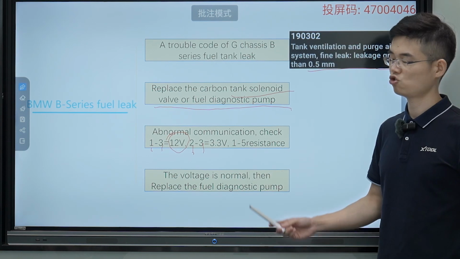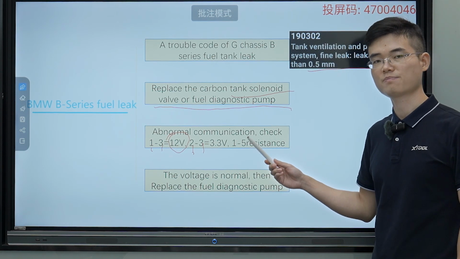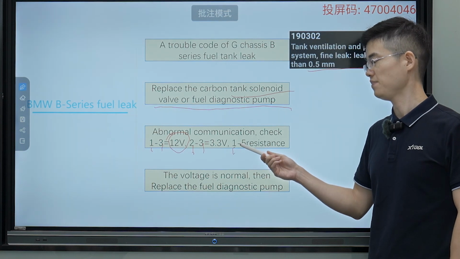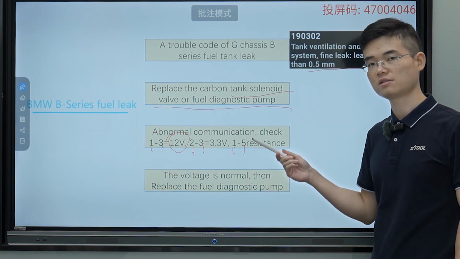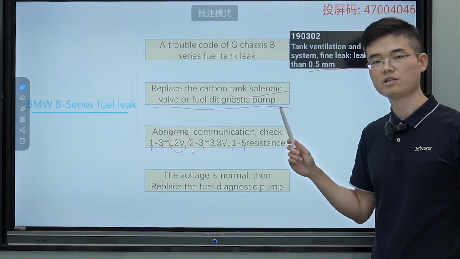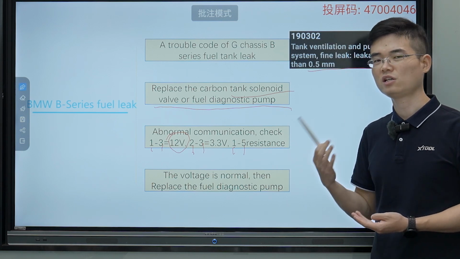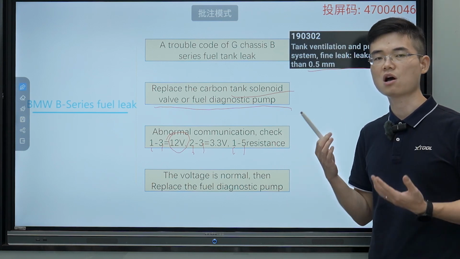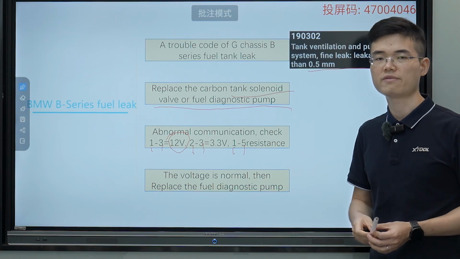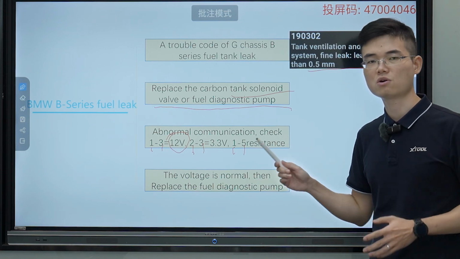Lastly, check the solenoid resistance by checking the pin 1 and pin 5 resistance. The resistance should be just several kilo ohms. If it shows OL, which means overload, that must be a defective solenoid inside.